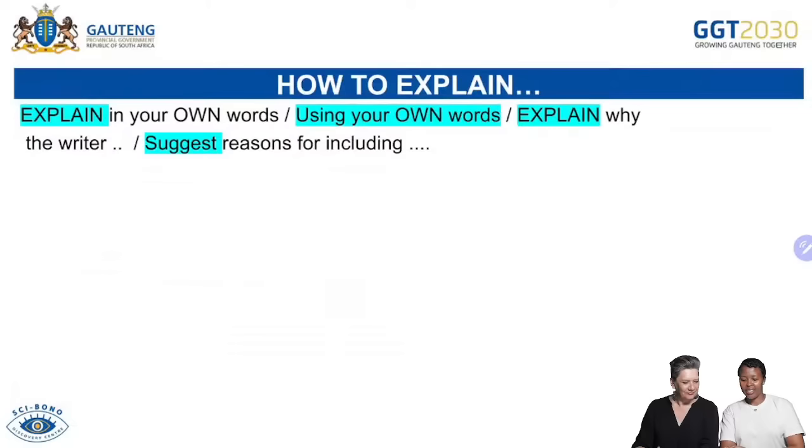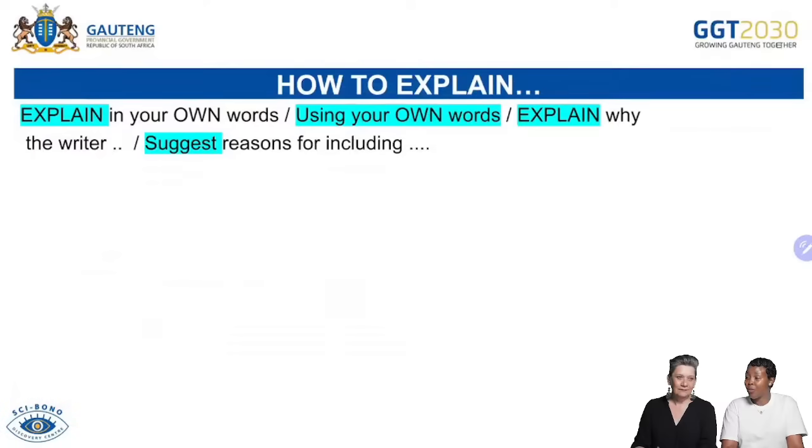Right, and then the other type of question here is how to explain. Remember, we spoke about the question words and we explained what they mean and how to respond to them. In this case, we've got a question that looks like this: explain in your own words. First things first, you need to know what we mean by explain. Secondly, you need to take note of the instruction own words.